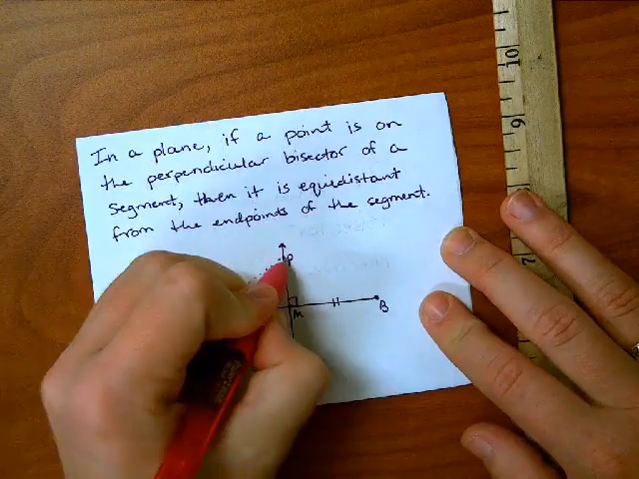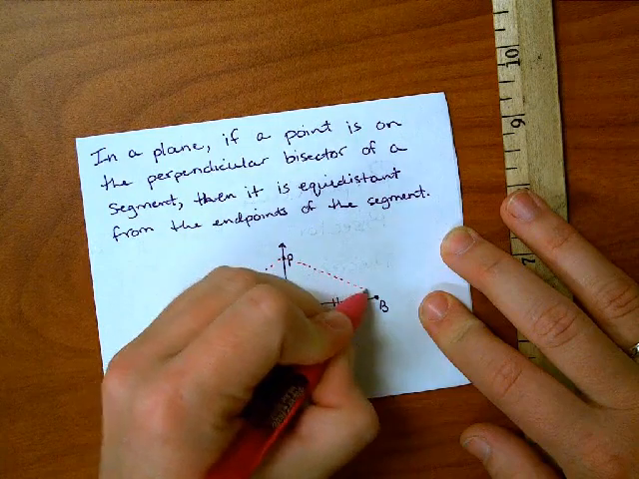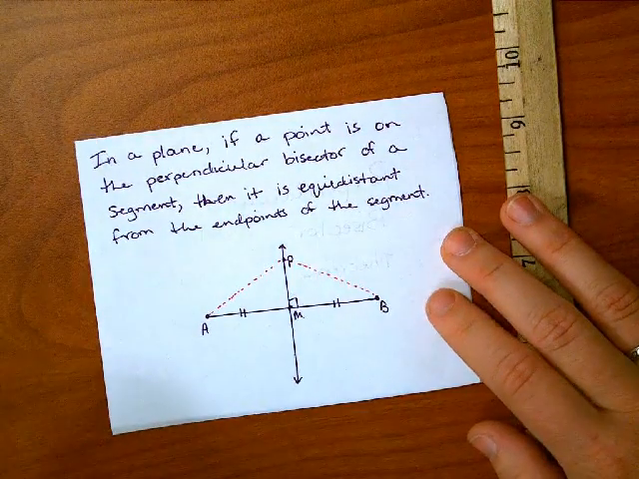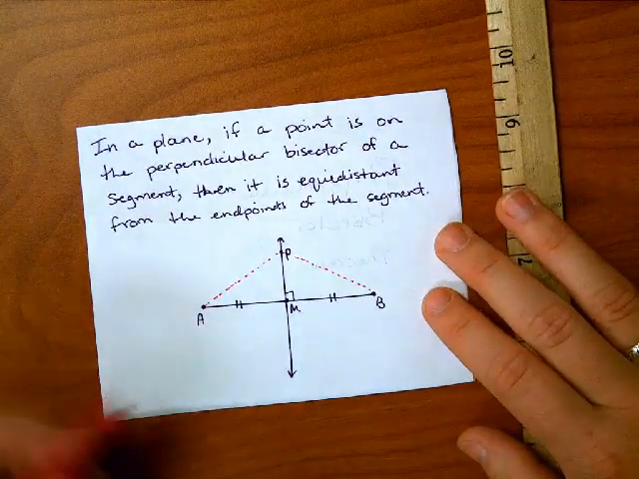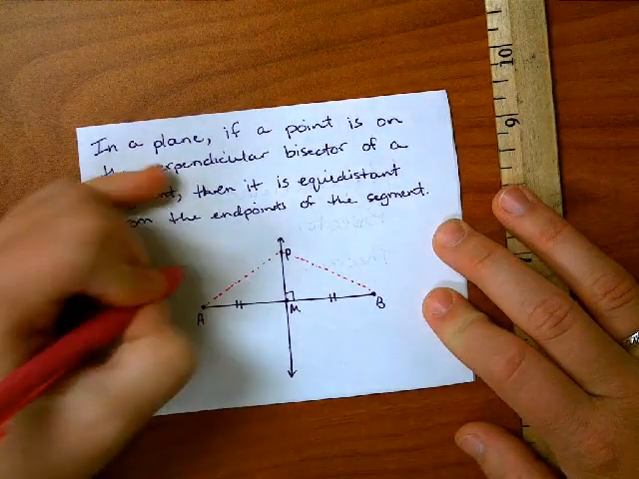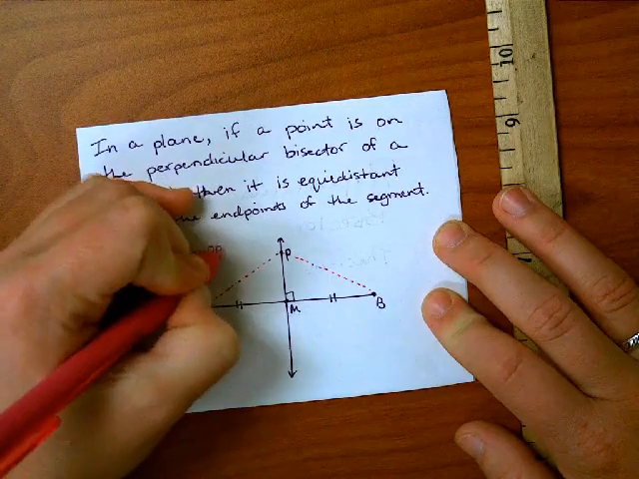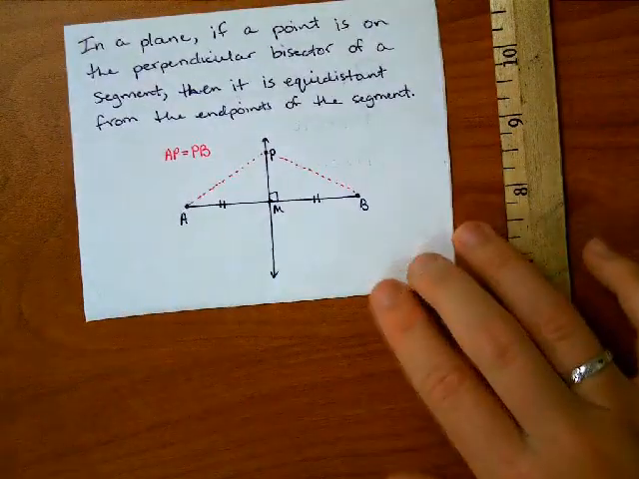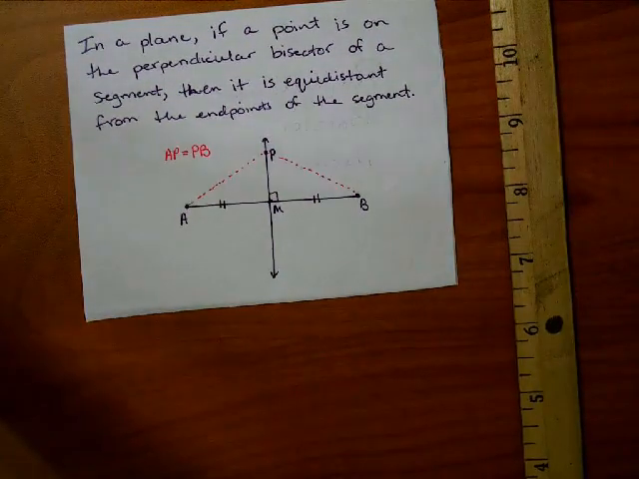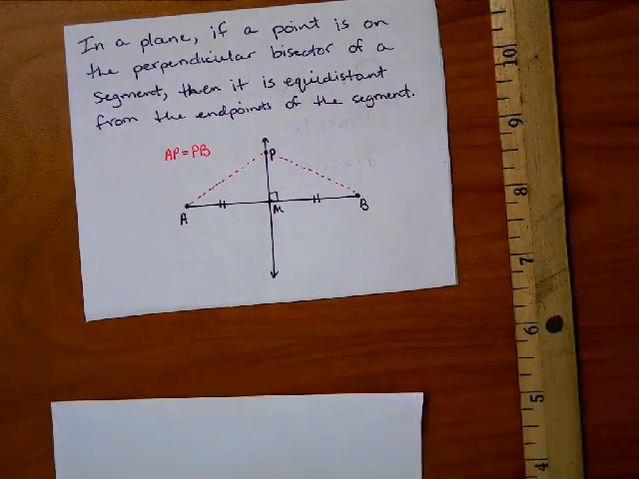So again, pink is what we can infer. AP equals PB. Purple, what we know, pink, what we can conclude. So then the converse idea, same thing. Okay, so if we know it's a perpendicular bisector, then those segments are congruent.